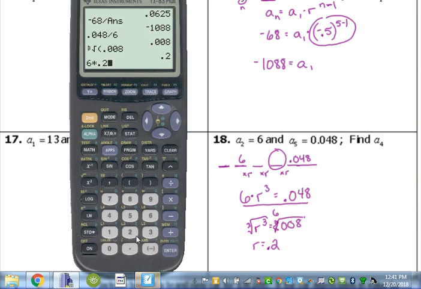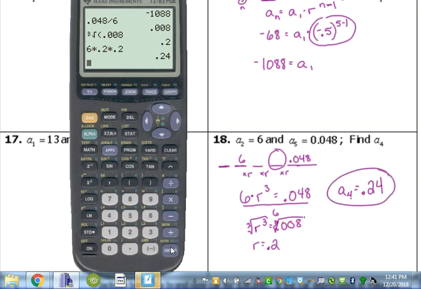I want a sub 4, so I start with 6. I multiply by the common ratio once, and then again, and that will give me a sub 4. 6 times 0.2 is 1.2, times 0.2 is 0.24, times 0.2 is 0.048. I just wanted to confirm that I was getting to the right place.